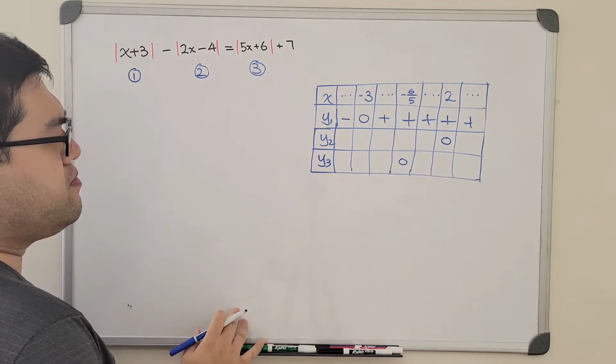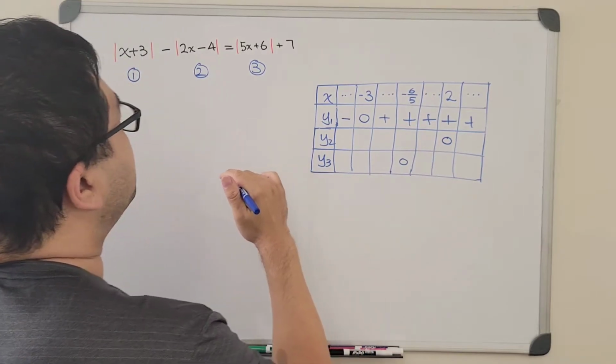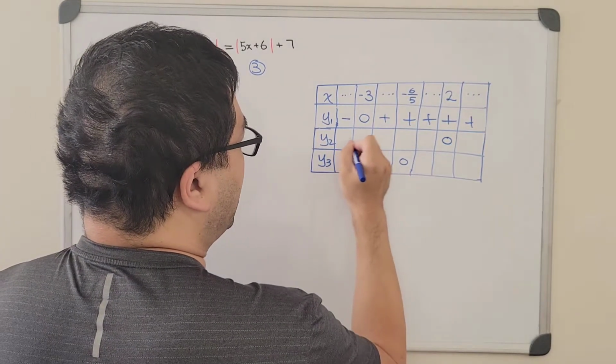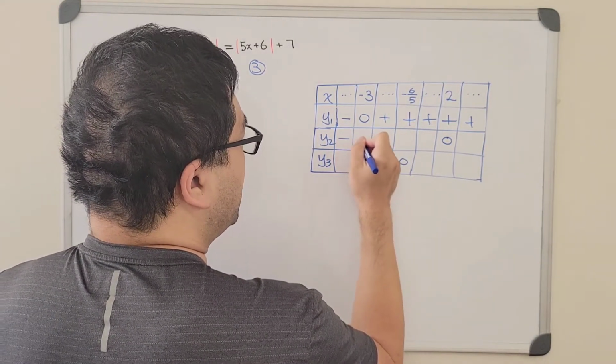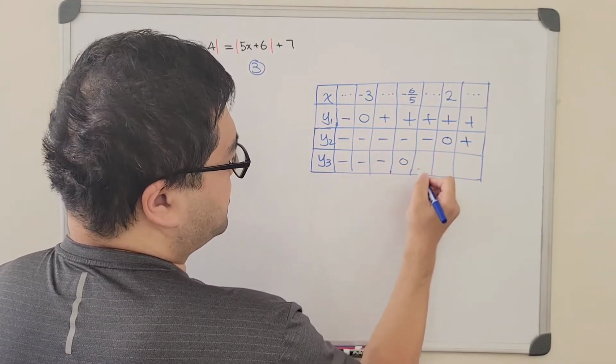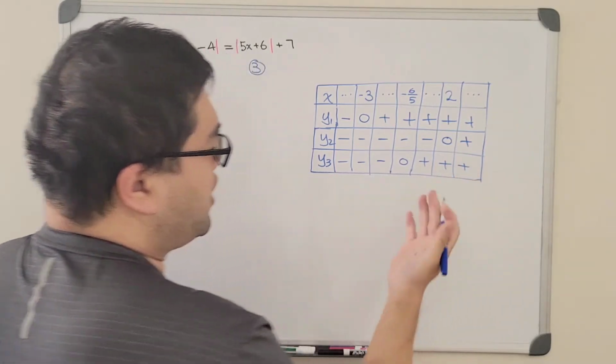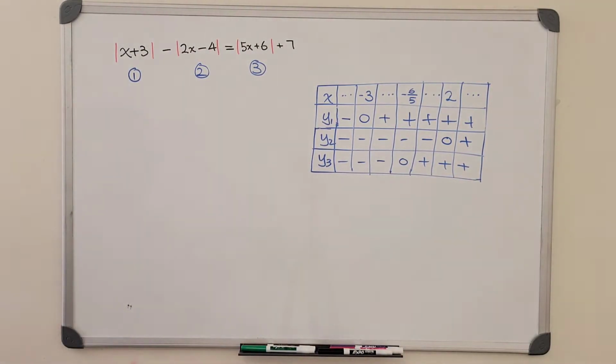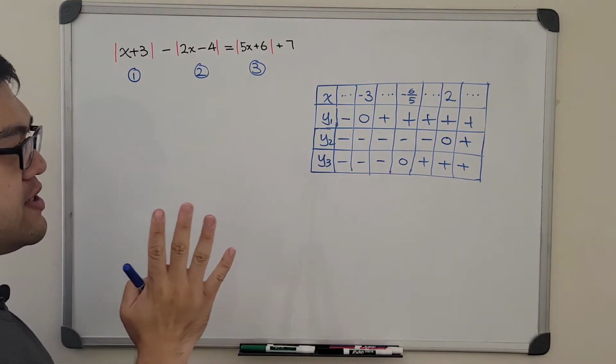Great. Next, if we do the same thing for the other 2 terms, we get the following. We get negative here and positive here. We get negative before the 0, and then everything is going to be positive after the 0. So what does that mean? It means that now we only need 4 cases.